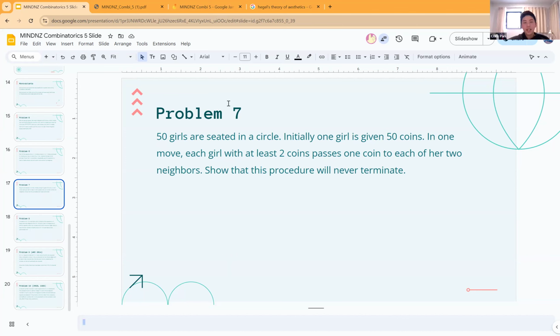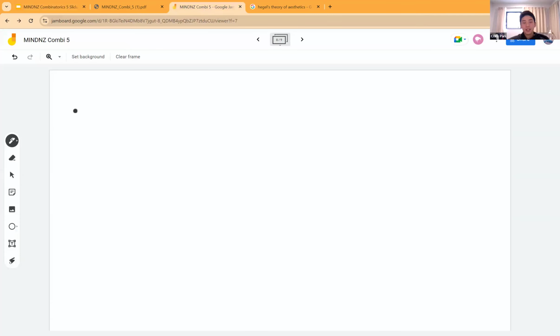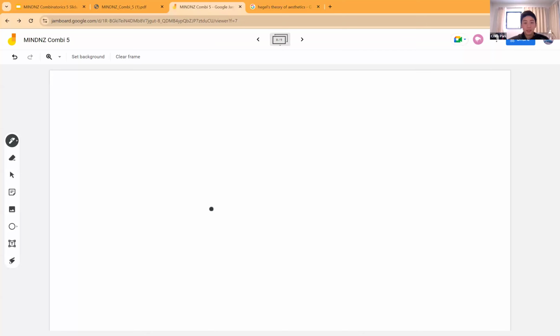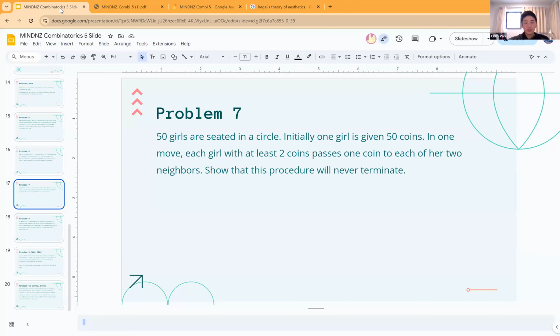Anyway, right. So we have 50 girls seated in a circle. Again, I don't want to draw 50 girls, so I'm going to replace this with my own problem, and my own problem is going to say 6 girls. 6 girls are seated in a circle. What they do is you have one girl and she has 6 coins at the start.